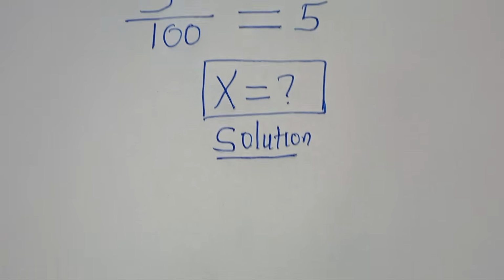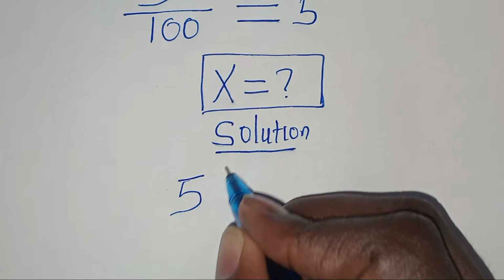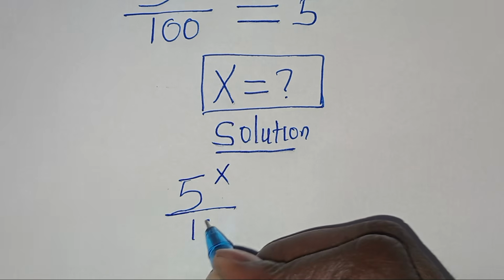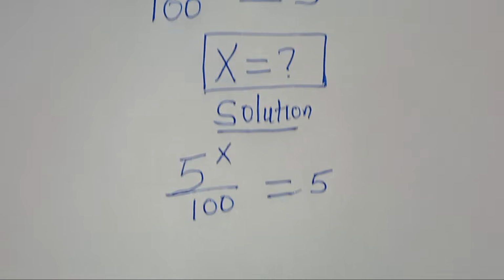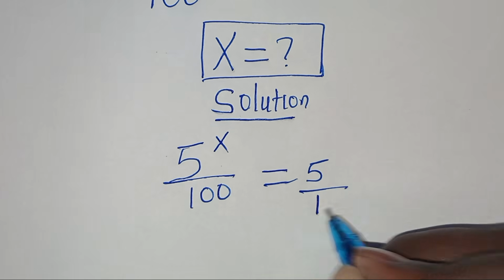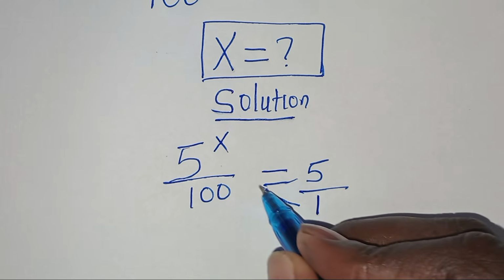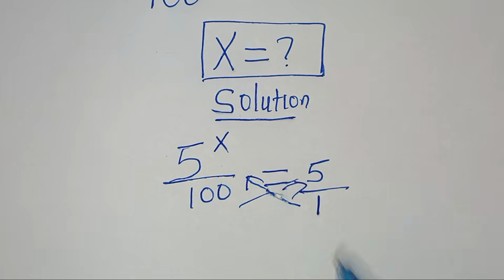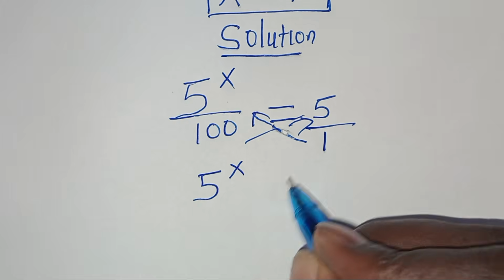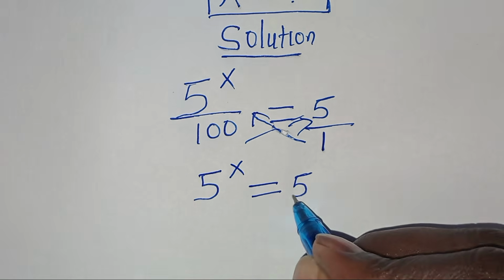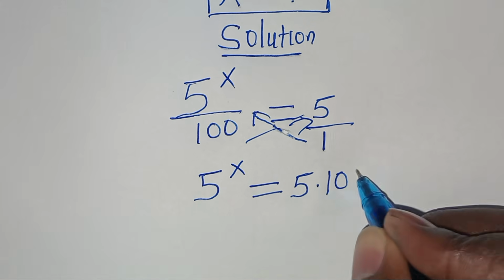So we have 5 to the power of x divided by 100, and this is equal to 5. Now we find that 5 is a whole number, so this is over 1. So the first step is to cross multiply, so that now we have 5 to the power of x equal to 5 multiplied by 100.